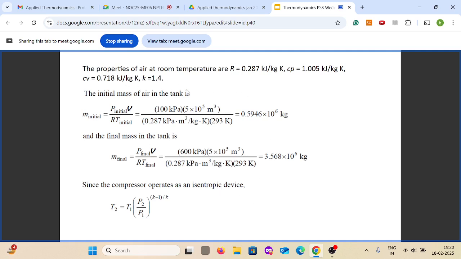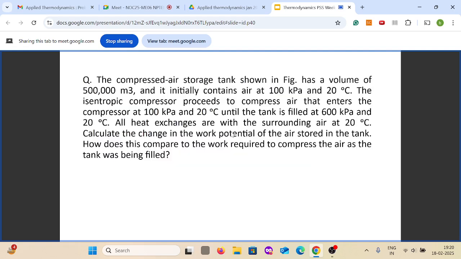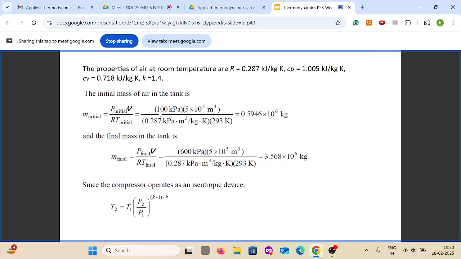So the initial mass of air in the tank is when it is at ambient condition, which is 20 degrees Celsius and 1 bar. So substituting using ideal gas law, I get mass as PV by RT. So P is 100 kilopascal, V is 5 into 10 power 5 meters cube, divided by R is 0.287 kilojoule per kg Kelvin into T 293. So I get 0.5946 into 10 power 6 kg. So that is the amount of mass of air initially present.